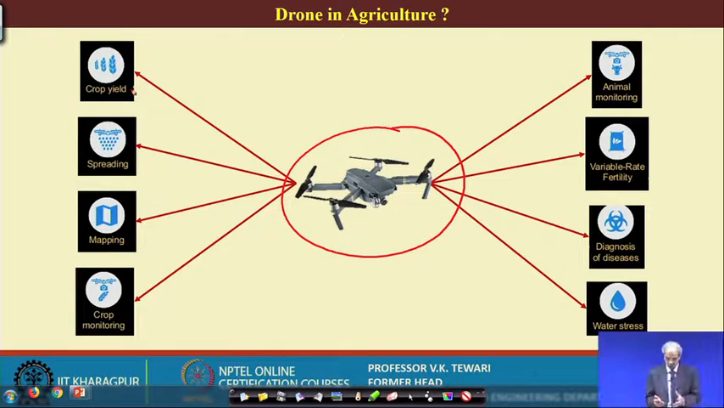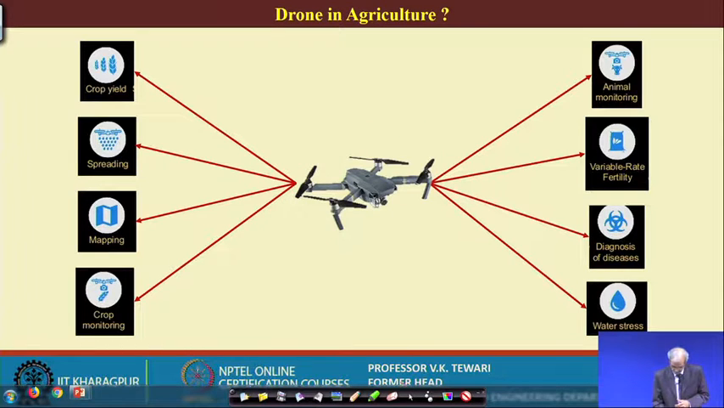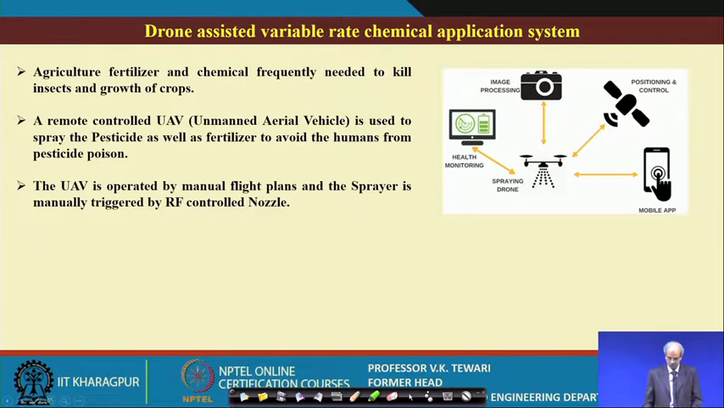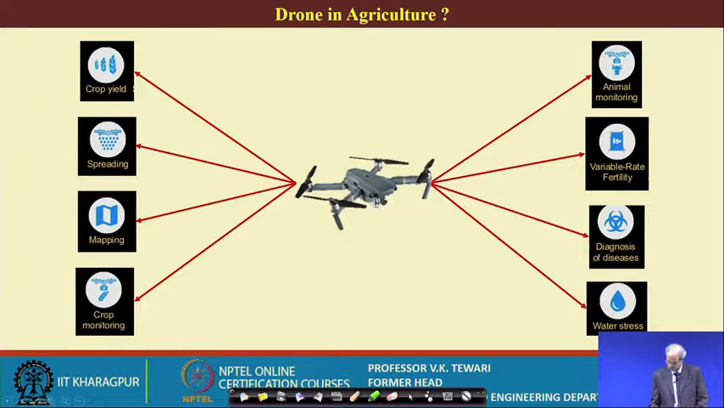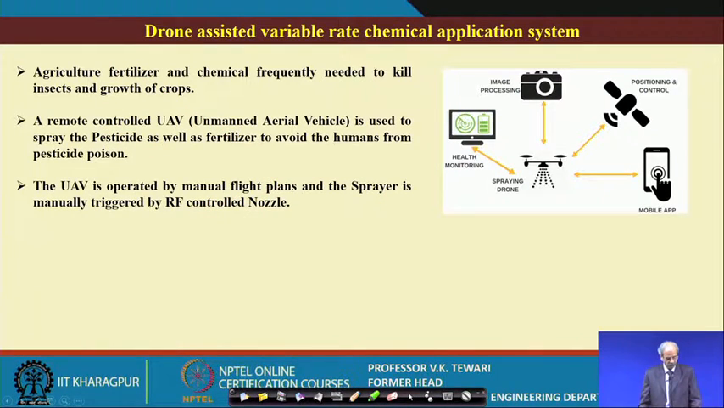Let us have a look at more benefits of this. Drone assisted variable rate chemical application in agriculture. So, what can we do here? See, chemicals are frequently needed to kill insects and pests in agriculture. We know these things. We have discussed all this. There is a requirement of the chemicals at some places. So, what are the essentials of that? You can have a look at the essentials indicated in this diagram here.